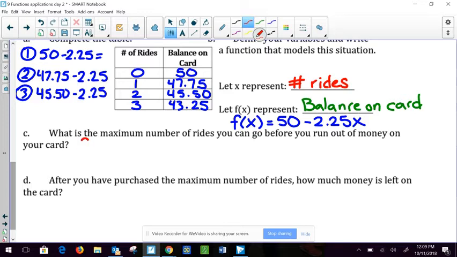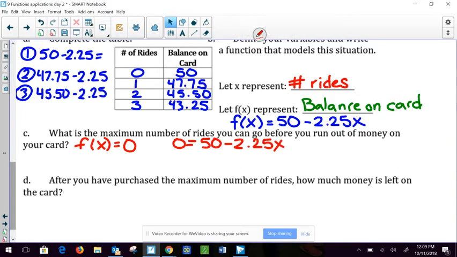This is like saying, f of x, when is my balance equal to 0? So we're just going to take that f of x out of our equation and put a 0 in its place. So 0 is equal to 50 minus 2.25x. From here, we just solve our equation.